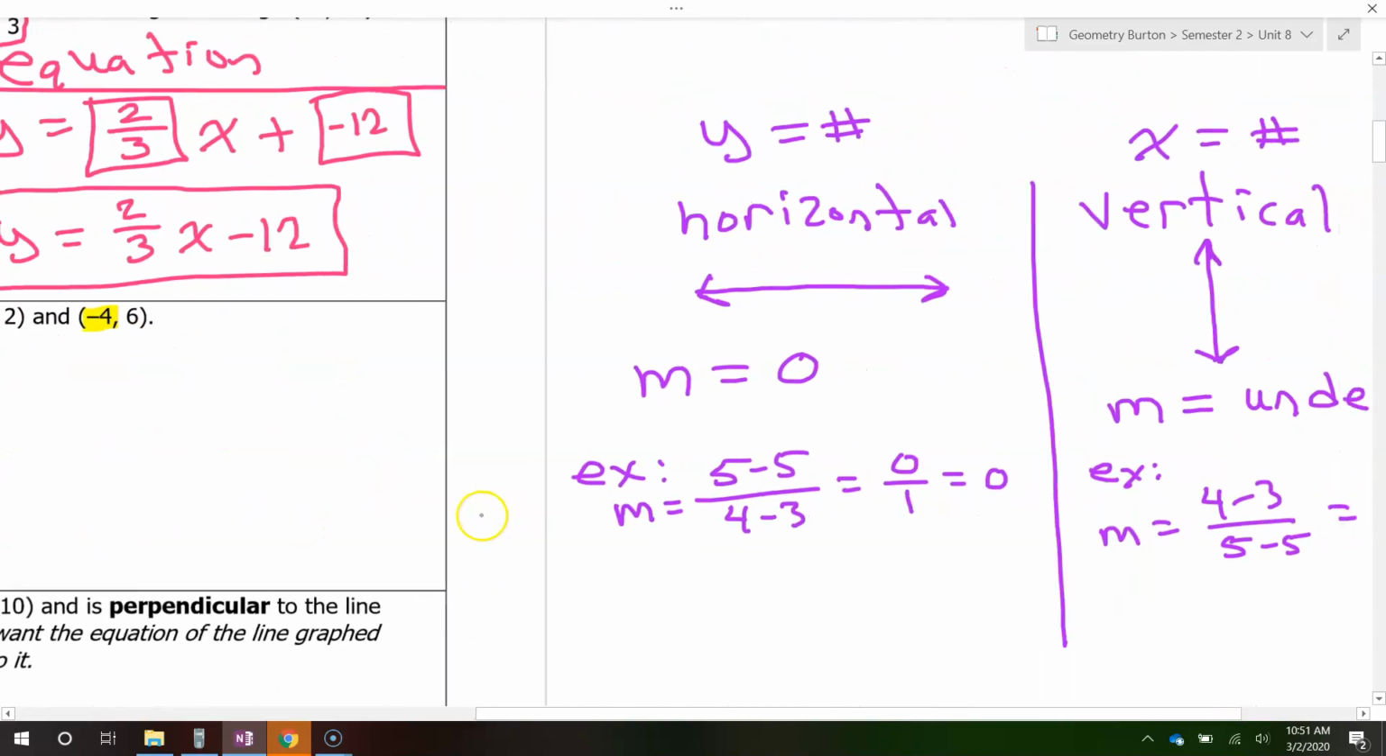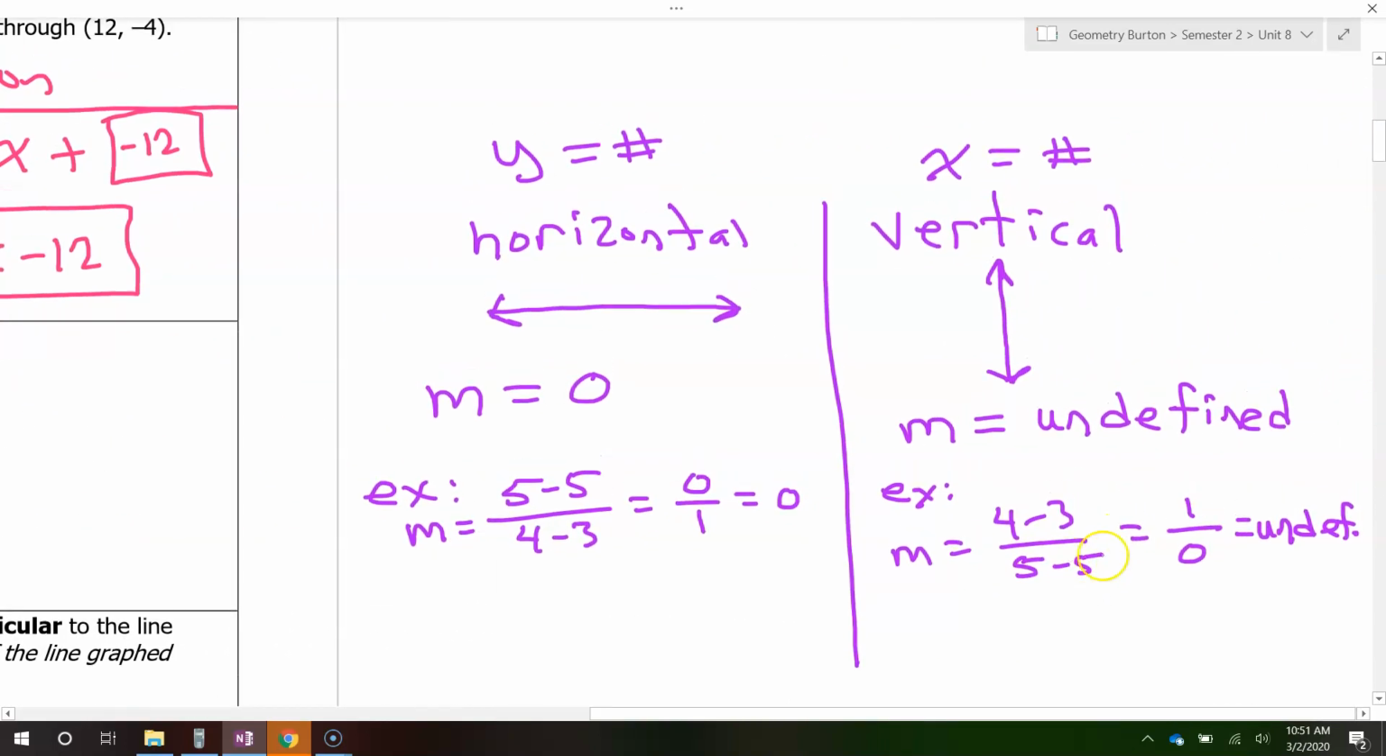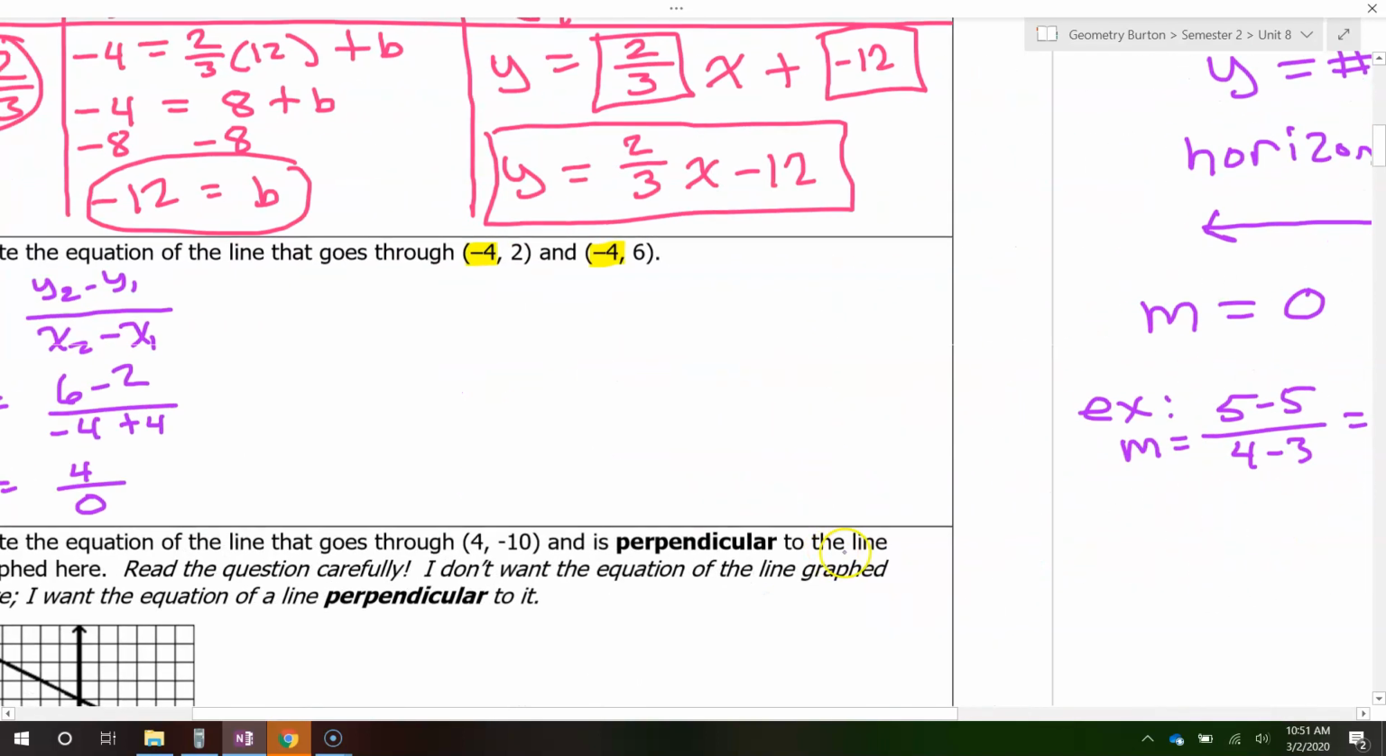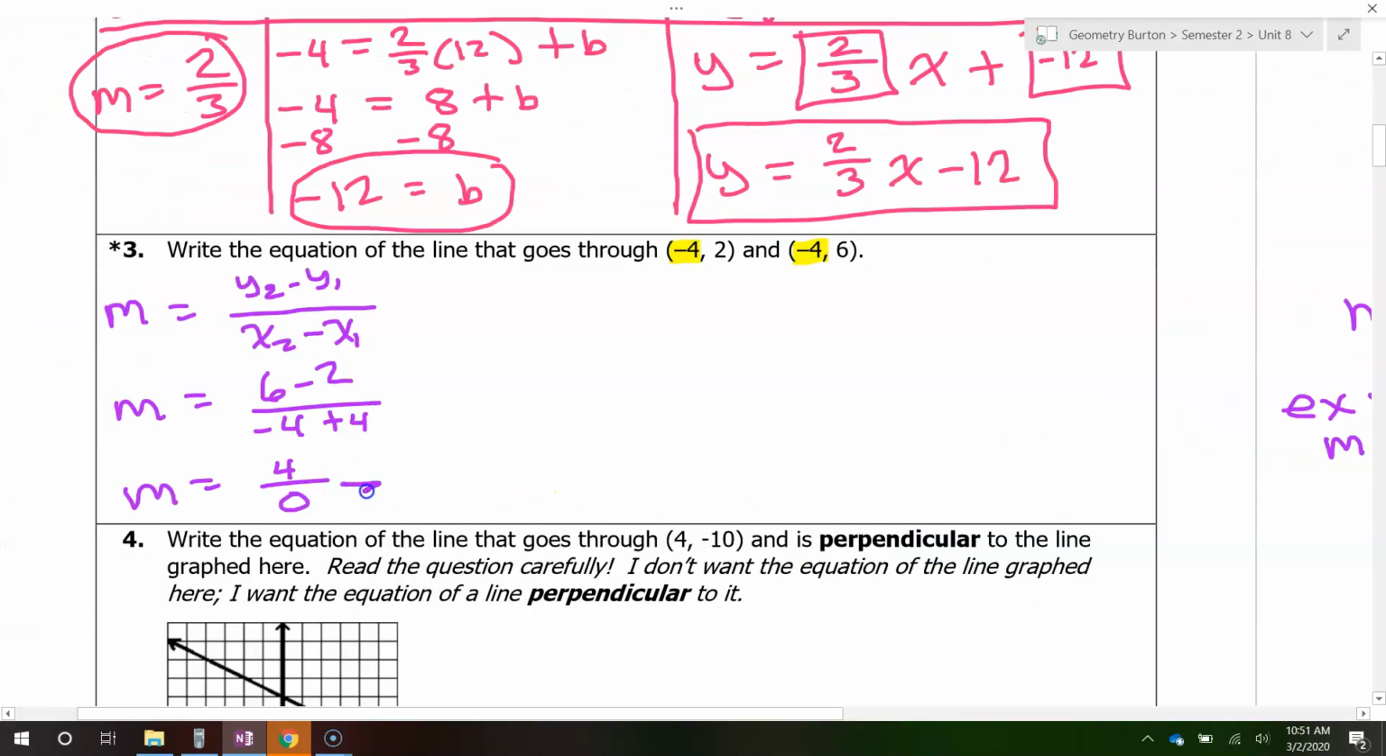All right, remember when we talked about this? If you get 0 in the denominator, you can't divide by 0. That is undefined. Okay, that means that we are dealing with a vertical line.